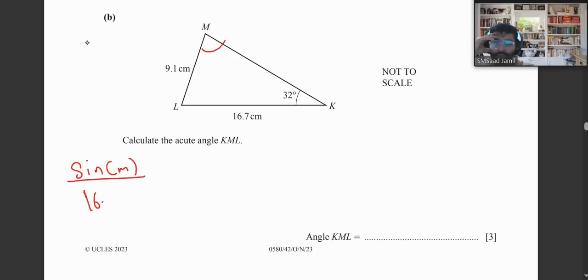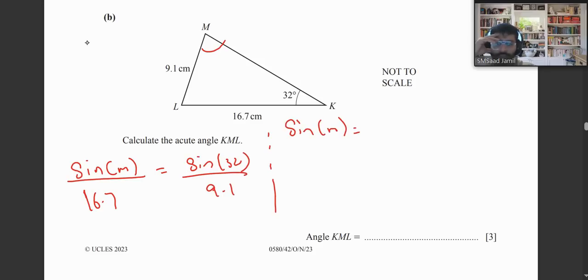Sine m upon 16.7 is equals to sine 32 upon 9.1. So sine m is equals to sine 32.